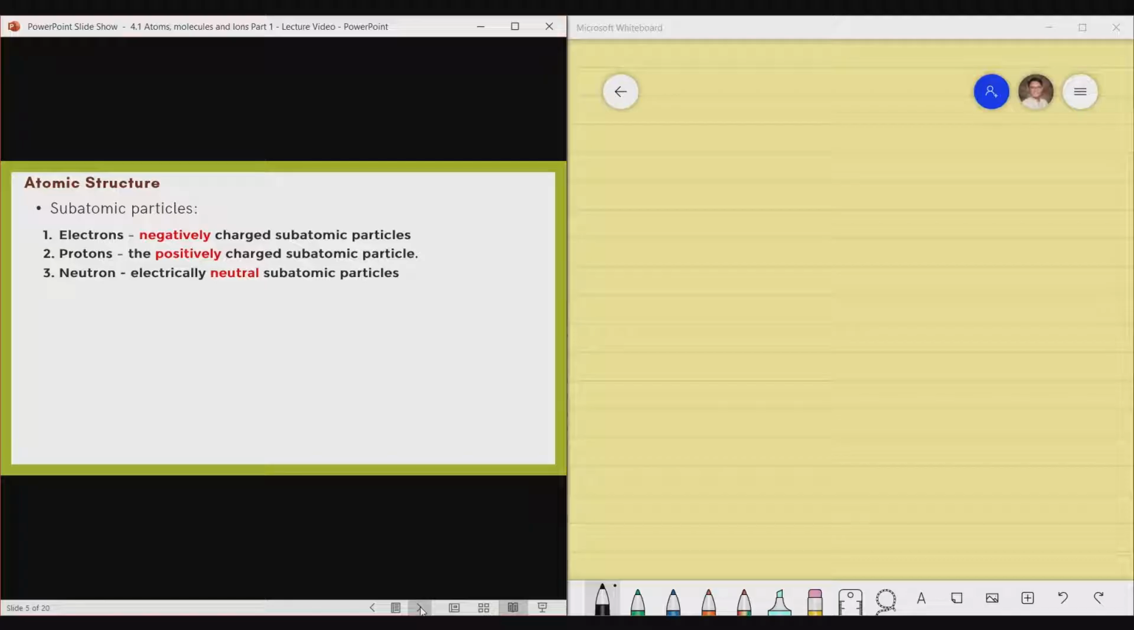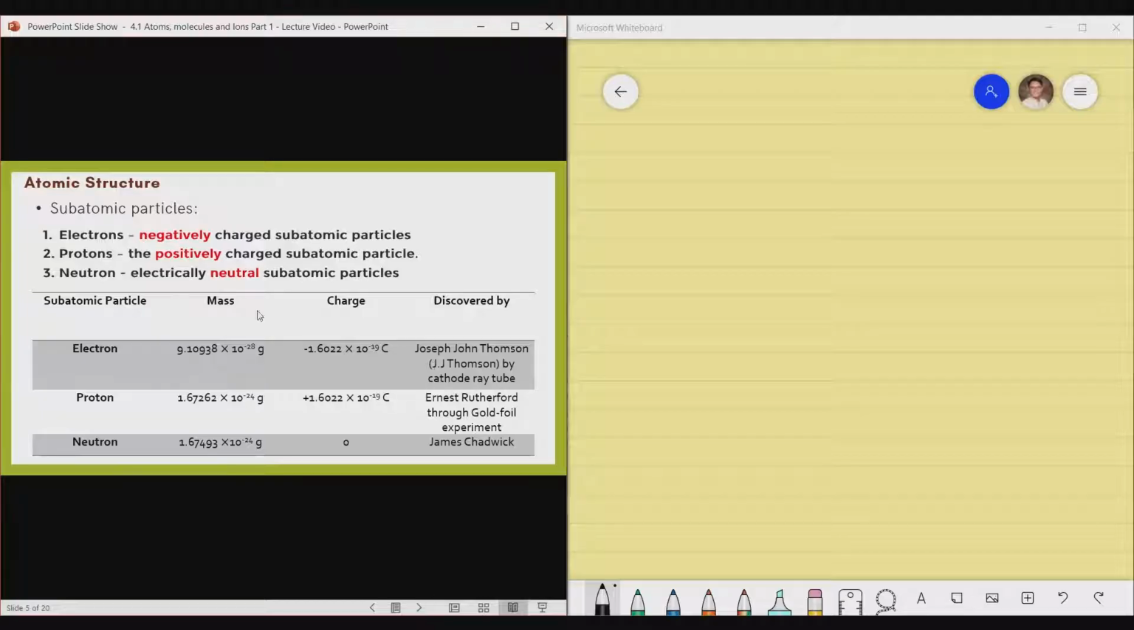Subatomic particles. Now, electrons, as we all know, are the negatively charged subatomic particles. So the keyword is that when we have electrons, these will be the negatively charged. And then protons, these will be your positively charged subatomic particles. And then neutron, this is electrically neutral. So electrons, negative charge; protons, positive charge; neutrons, neutrally charged, or not charged, but electrically neutral.